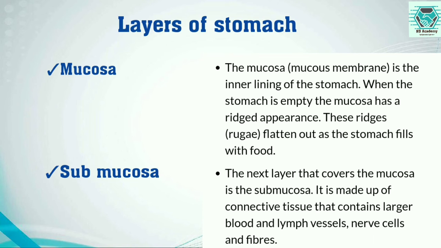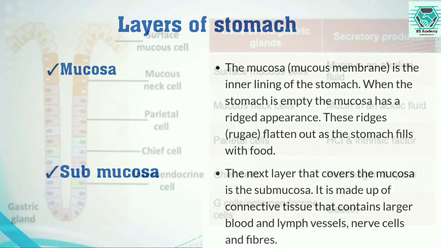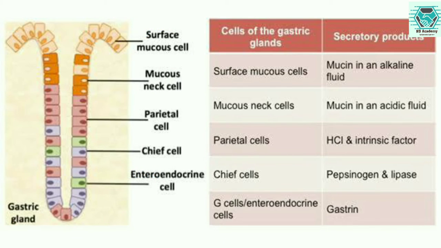In the mucosa, different types of cells are found, like parietal cells, which help in the formation of HCl, and chief cells, which are specialized secretory cells found at the base of the gastric glands within the fundus of the stomach, which secrete pepsinogen. Besides, neuroendocrine cells are also found.